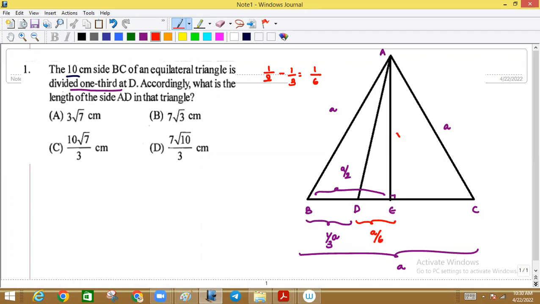We know height of an equilateral triangle is √3 by 2 times A. Area of an equilateral triangle is √3 by 4 A square. Height of an equilateral triangle is √3 by 2 into A. Now, ADE is what kind of triangle? Tell me what is AD square?